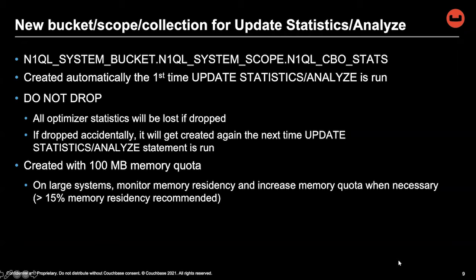When the new bucket, scope, and collection is automatically created, it is created with the minimum 100 megabyte memory quota. So you want to monitor the memory residency of this new bucket, scope, and collection, since for a large system, when there are lots of documents in this new collection, it may fall under the 15% recommended memory residency. If that happens, you want to increase the memory quota of this new bucket, scope, and collection such that it will maintain above 15% memory residency for smooth functioning.